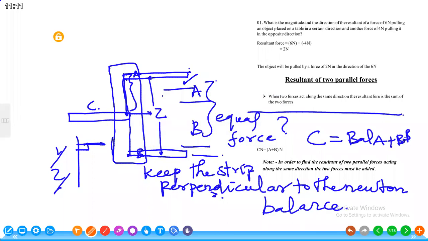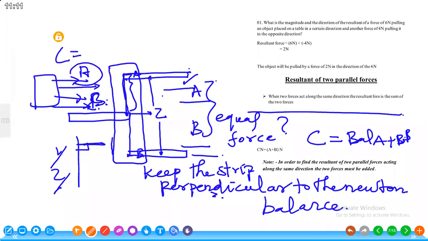Right. So through this activity, what conclusion can be arrived at? The answer is to find the result of two parallel forces: balance A plus balance B, two parallel forces acting along the same direction. Here also, same direction. The resultant force is here the resultant force C. That is, the two forces must be added. What are the two forces? Force A and force B. So force A and force B should be added here.